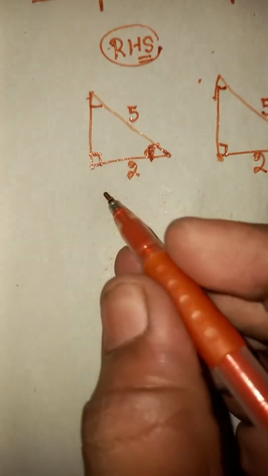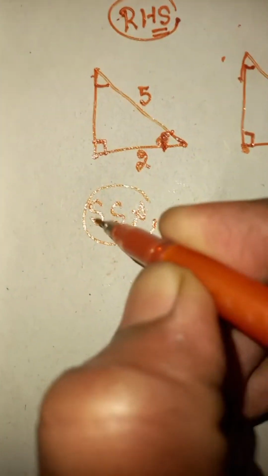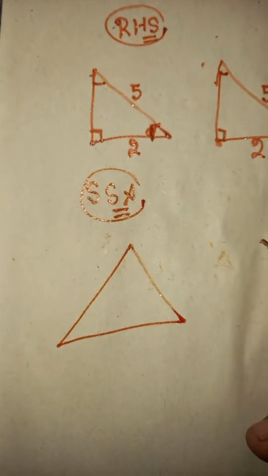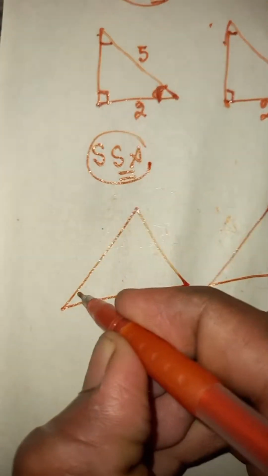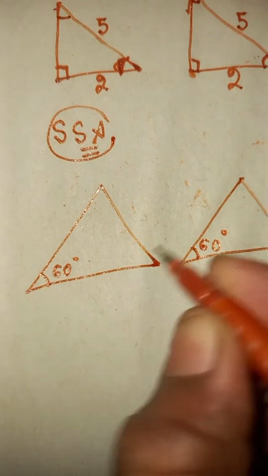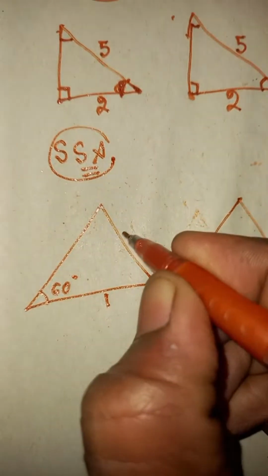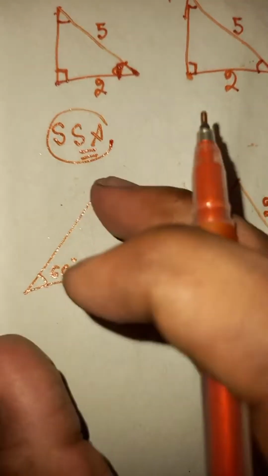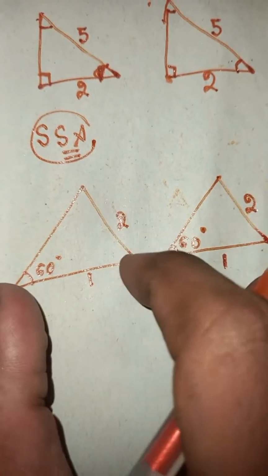Let's take the final one, that is SSA type of congruency. In side angle type of congruency, if you take two triangles, here also one triangle, here also one triangle, then here they have given a 60 degree angle going to be equal, this side will be equal to this side, 1 unit and 1 unit, and even these two sides going to be equal, 2 units, 2 units. If you take this angle and the base side, this side is going to be equal to this.